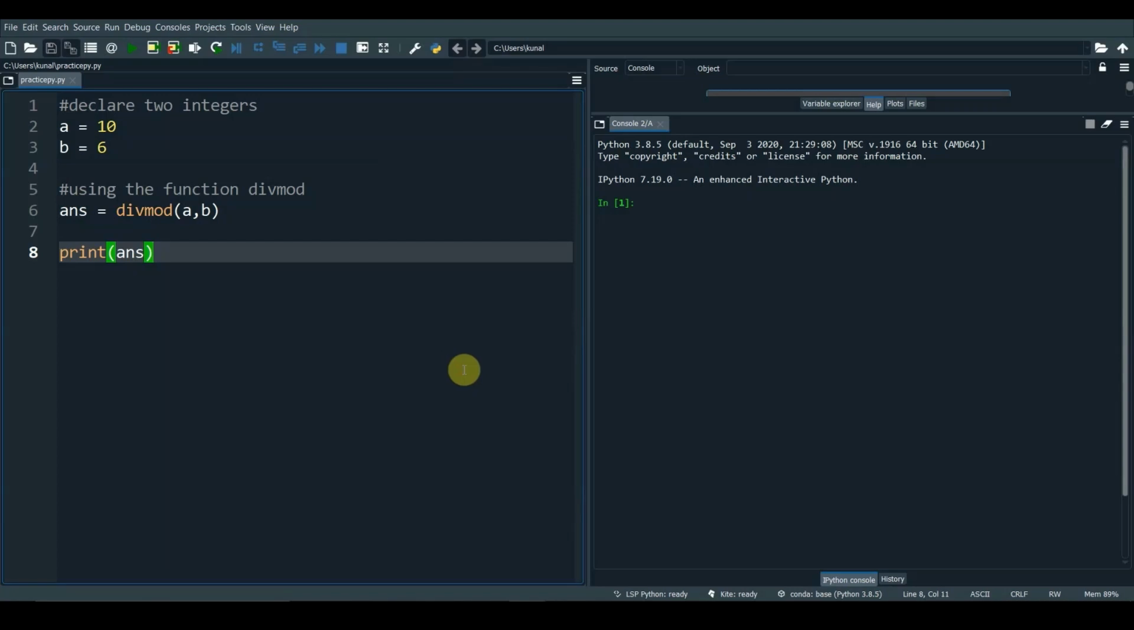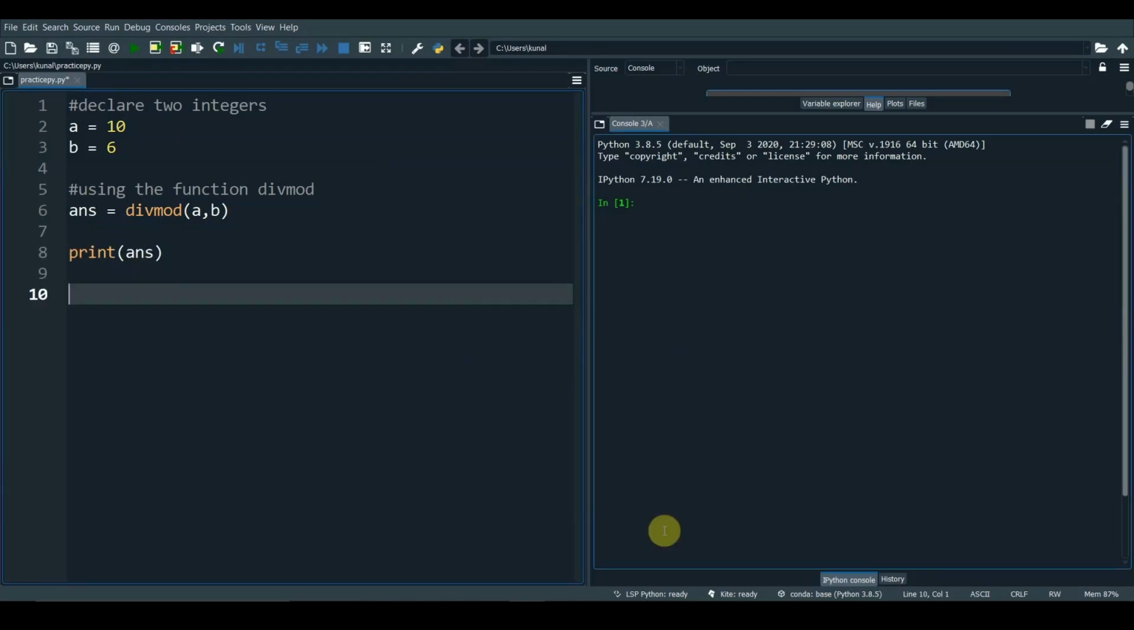So for today's problem, I have chosen the divmod function. I personally feel that the divmod function is somewhat a lesser known and lesser used function in the Python community. So for those of you who feel that they know divmod very well, you can go ahead and pause the video while I wait for a few seconds and you can try to guess the output.